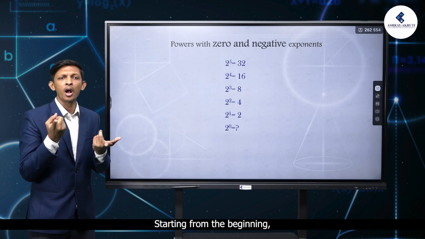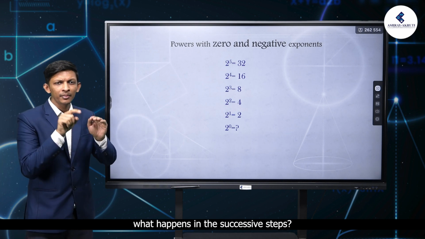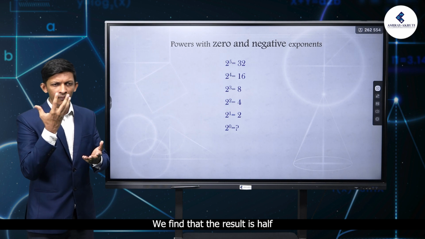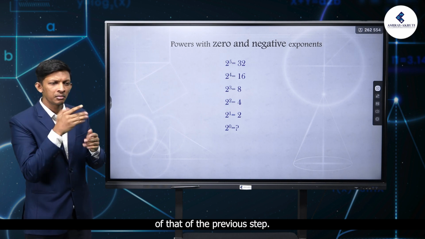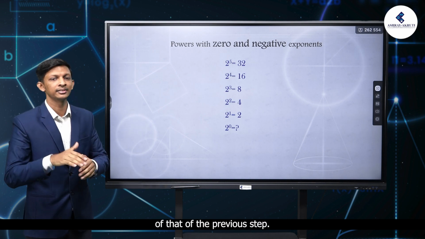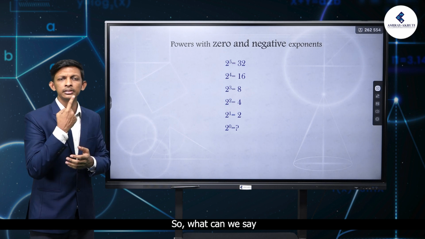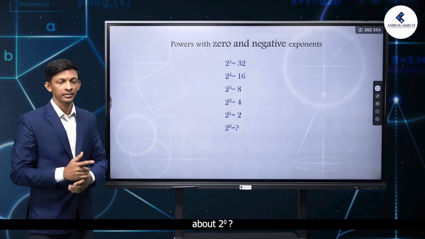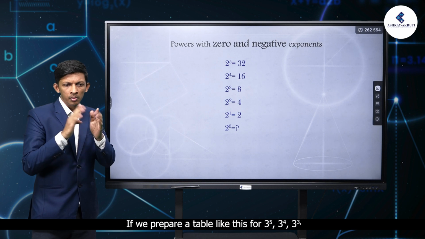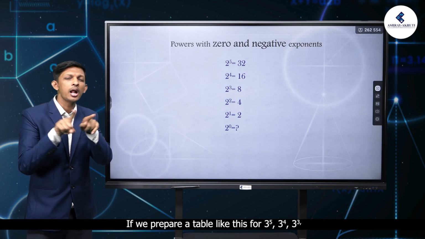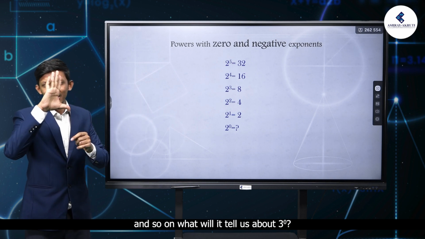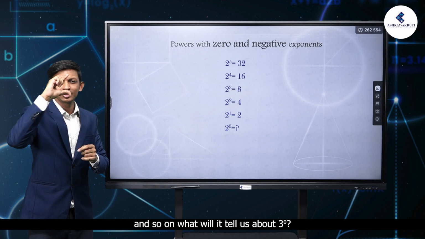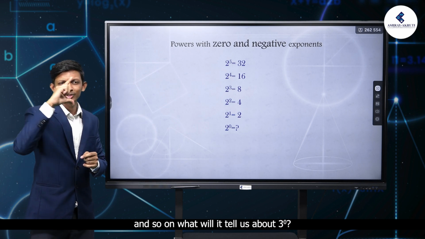Starting from the beginning, what happens in the successive steps? We find that the result is half of that of the previous step. So, what can we say about 2 to the power of 0? If we prepare a table like this for 3 to the power of 5, 3 to the power of 4, 3 to the power of 3 and so on, what will it tell us about 3 to the power of 0?